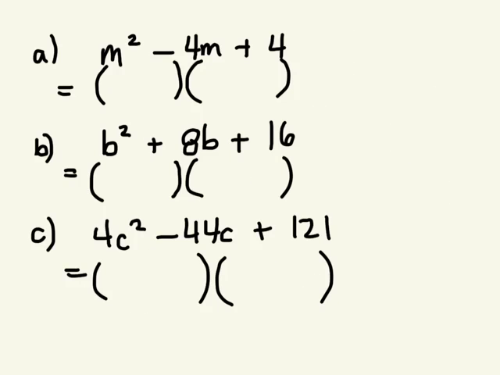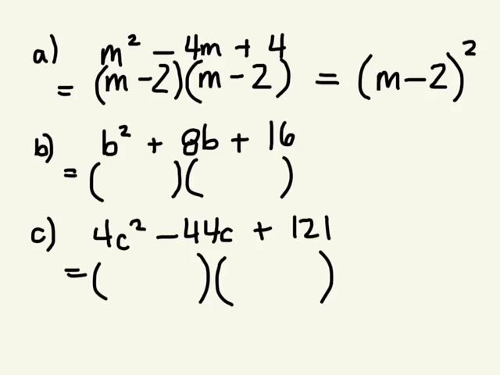Yep. M minus 2. Good. M minus 2 times M minus 2. Good. Now, we can actually simplify this. I'm just going to write it over here. If you multiply something by itself twice, how can you write that? You can write it as squared. So I can actually simplify this to just M minus 2 squared, because your factored form is the exact same thing when it's a perfect square trinomial.